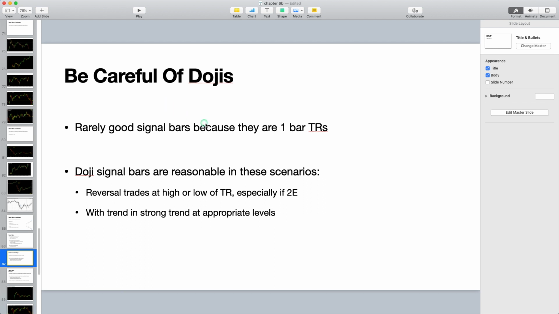Dojis are rarely good signal bars because they're one bar trading ranges, and you don't want to be buying high in a trading range or low in a trading range. So you don't want to buy above a perfect doji. You don't want to sell below a doji. But they are reasonable in certain scenarios.